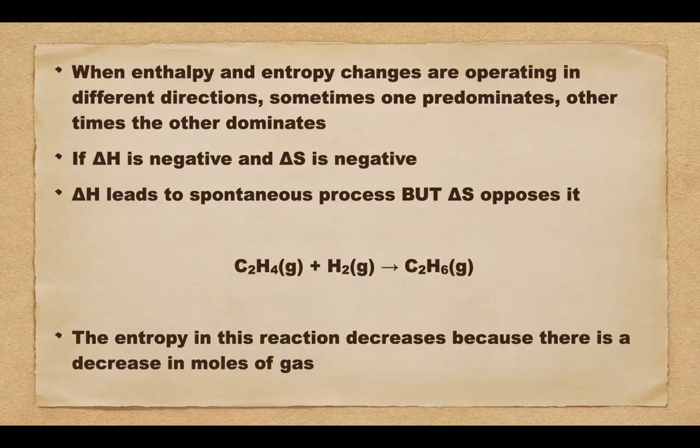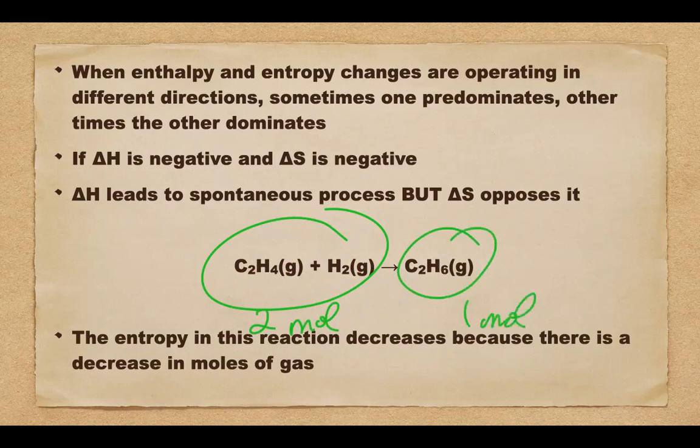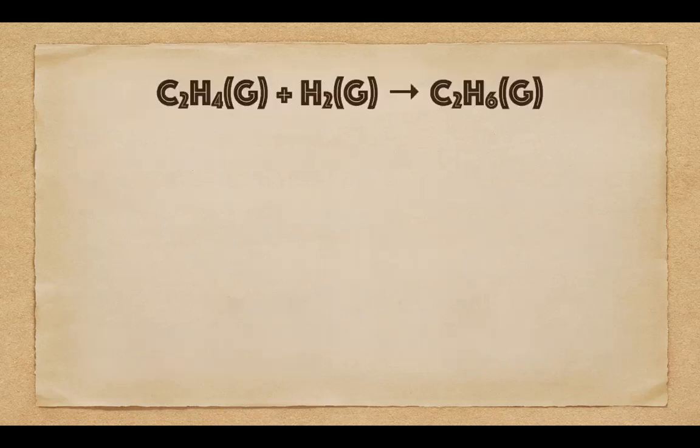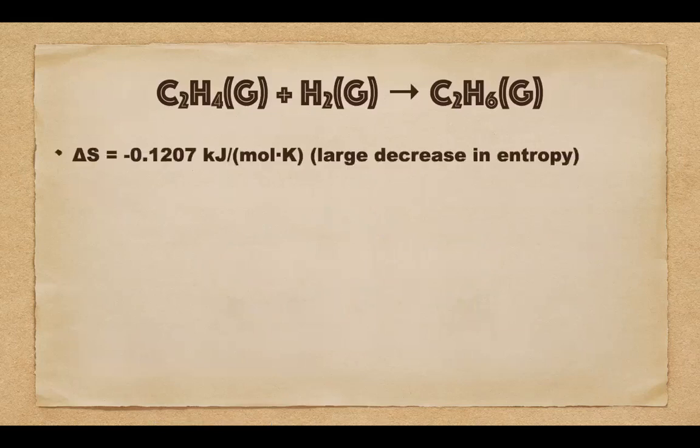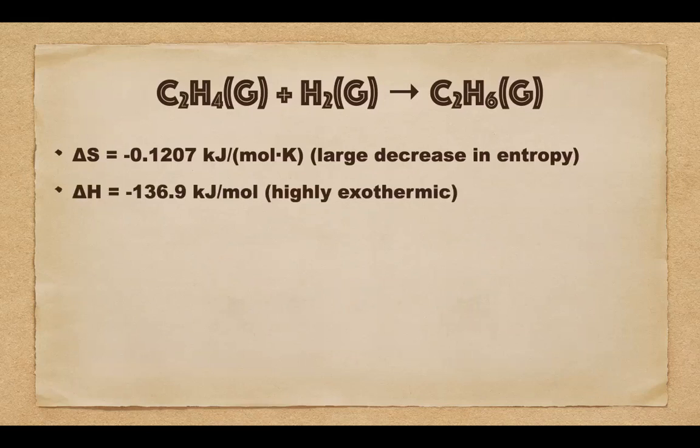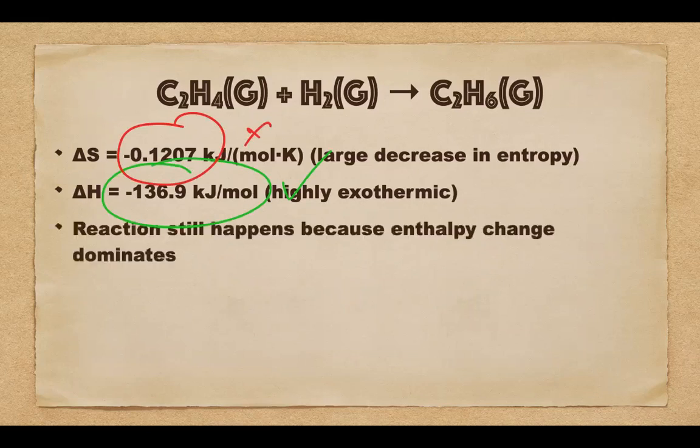All right, so here, if we look at entropy, everything up here is a gas, so that's all equal, but we have 2 moles of gas on the left-hand side and only 1 mole of gas on the right-hand side. So this is a negative delta S, which would indicate that it's not favored. In this example, delta S is equal to negative 0.1207 kilojoules per mole Kelvin. That is a large decrease in entropy. Delta H for this example is negative 136.9, highly exothermic. So this means it's favored, but the entropy is not favored, and that's why the result depends on temperature.